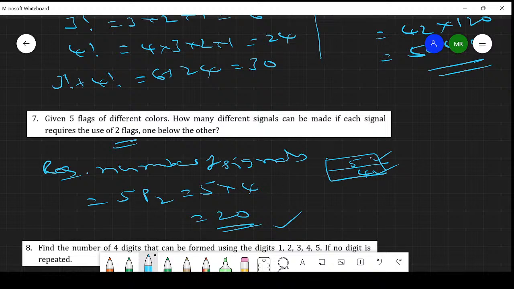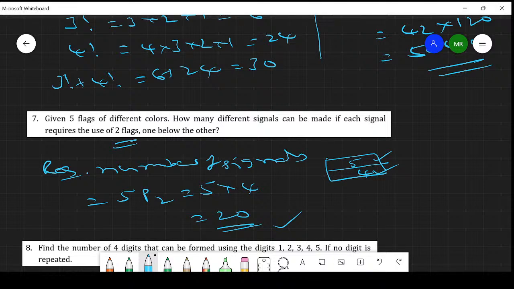Or otherwise you can write using this: the first flag can be arranged 5 ways, the second flag can be arranged 4 ways. Therefore, by the fundamental principle of multiplication, it can be done 5 into 4, 20 ways. Like that you can do, or this way also you can do, 5P2, 20. I hope you understood this. Anyone have doubt, please ask me. I will repeat the problem if you have doubt.